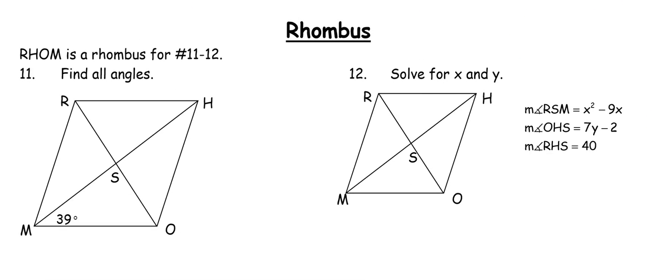Now let's move to a rhombus. Remember, a rhombus has the properties of a parallelogram. It also bisects the opposite angles. The diagonals are perpendicular to each other, and there are 4 congruent sides. So number 11, we want to find all the angles.